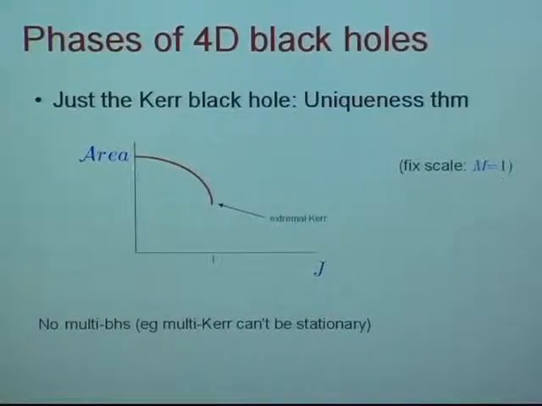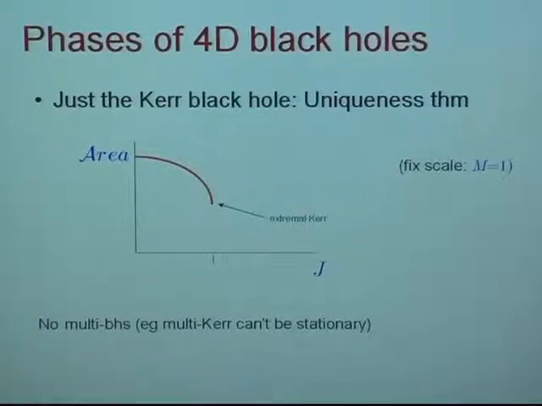Now if I start here with the Schwarzschild solution, then as I increase the angular momentum, the horizon area decreases until we reach a point where we find a solution which is extremal. Beyond this solution, there's no regular black hole. But this solution is perfectly fine. It has a regular horizon with finite horizon area. Now, this is the whole story in four dimensions.